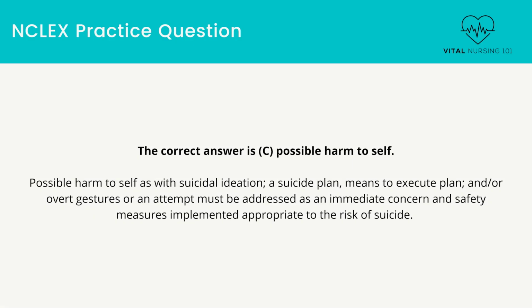The correct answer is possible harm to self. Possible harm to self, as with suicidal ideation, a suicide plan, means to execute the plan, and/or overt gestures or an attempt, must be addressed as an immediate concern and safety measures implemented appropriate to the risk of suicide.